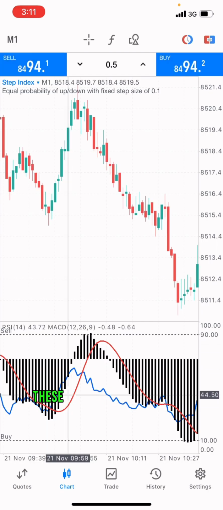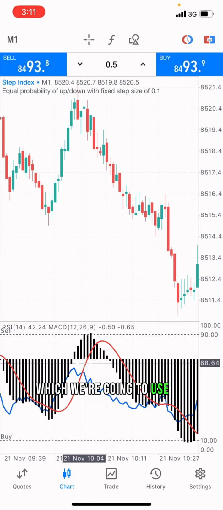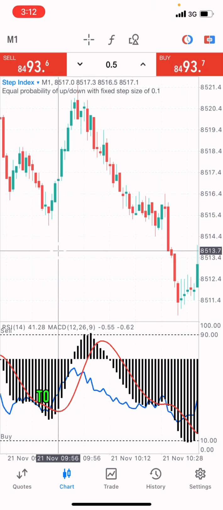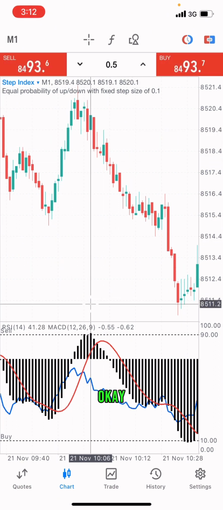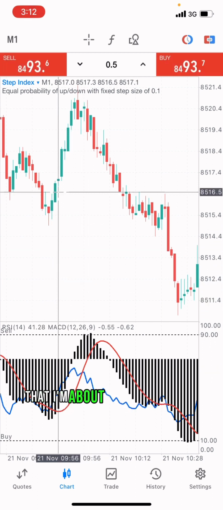Okay, so these are the two indicators, the RSI and the MACD, which we are going to use to predict the market trends. Then we're going to use some technical analysis to analyze the market for a buy and a sell entry position. So I want you guys to listen carefully so that you can understand the strategy that I'm about to share with you guys.